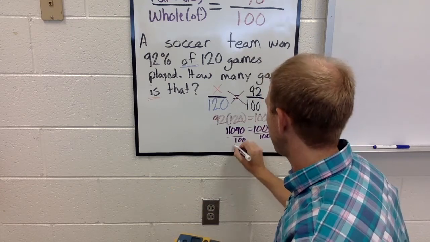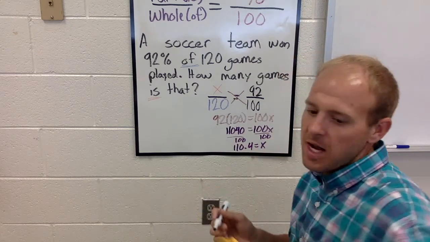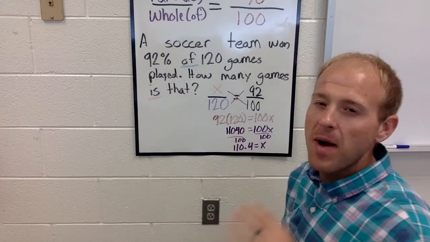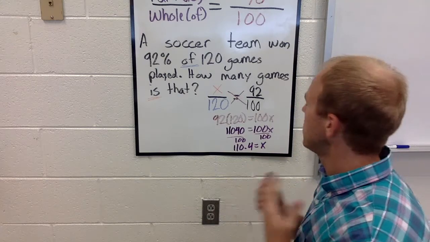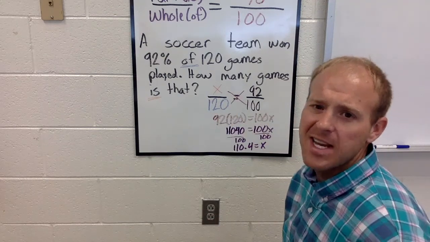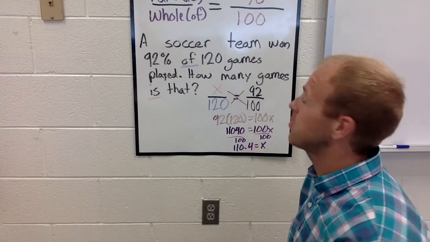and you're going to see that they won 110.4 games. Now, I know that's not realistic. You can't win 0.4 of a game. So this 92% was probably an approximation, but the answer there is 110.4 games. How many games is that? I would say it's 110 games. So this team won 110 out of 120. That's a pretty good winning percentage.